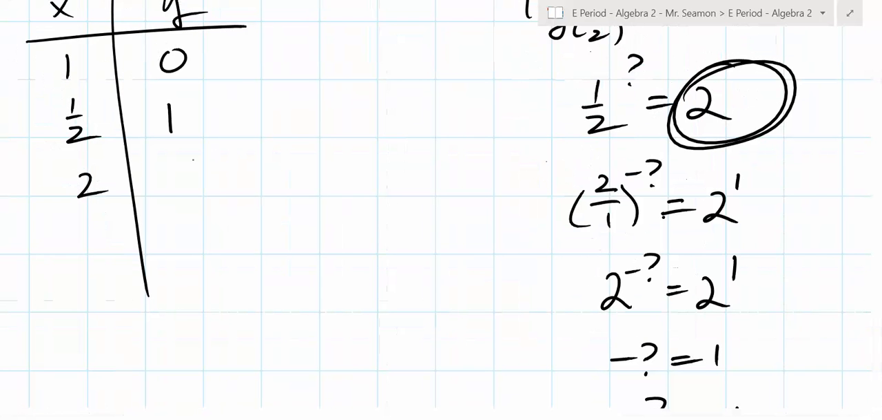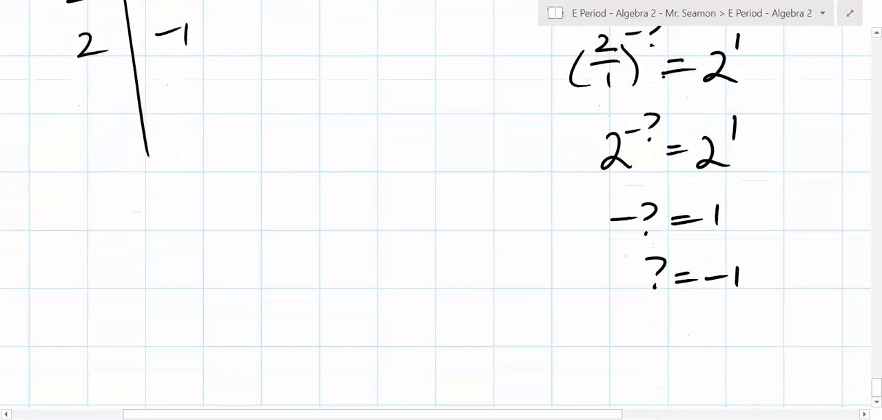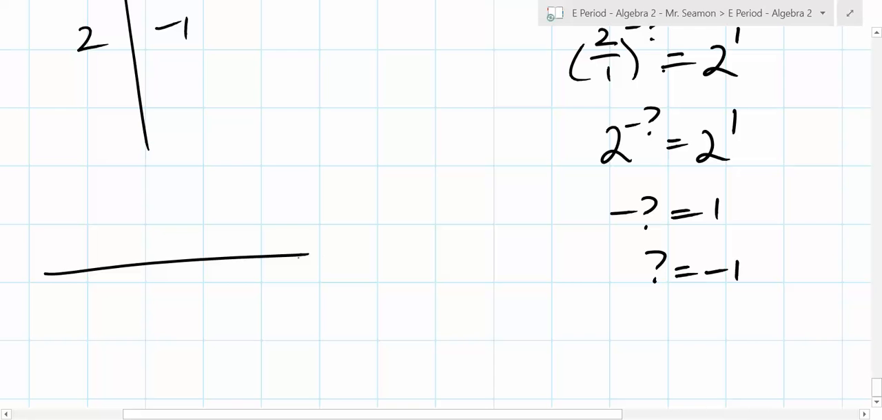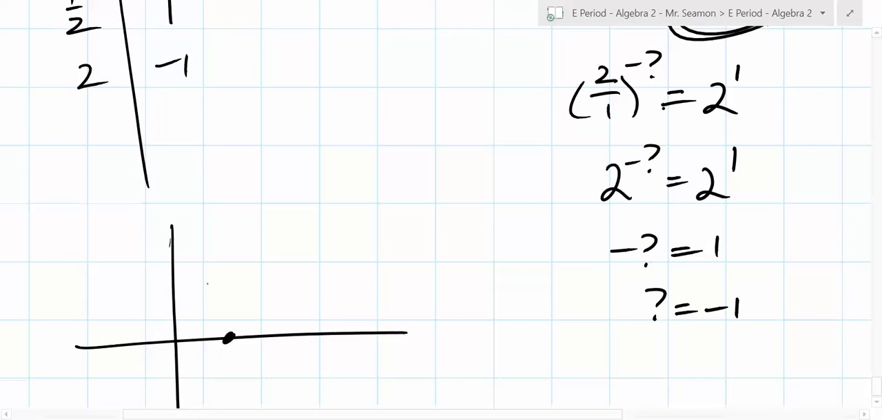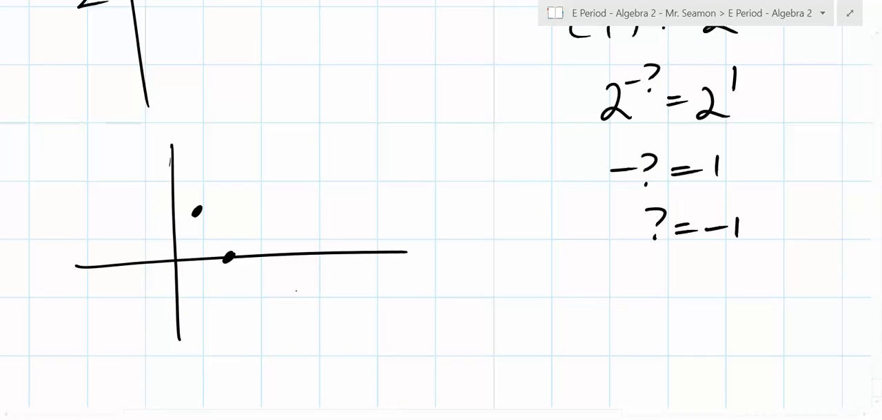-1. So we have 2, -1 here. If you plot these points, we had 1, 0, right? Let me do this roughly. If you plot these points, it's going to look a little different. You're going to get something that looks like this. We knew it was 1, 0 right there. But what was 1/2? 1. And what was 2? -1. So what does this curve look like?